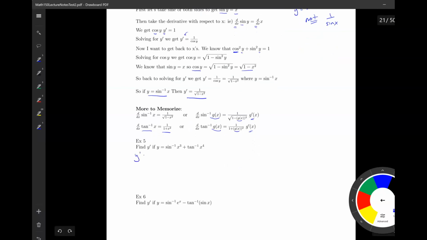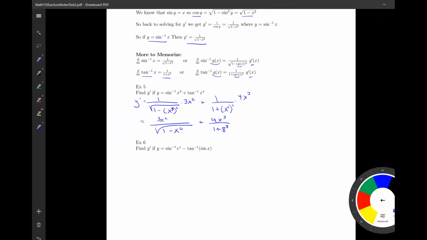So let's go play. The derivative of arcsine will be 1 over the square root of 1 minus the angle squared times the derivative of the angle I carried along, which would be 3x squared, plus the derivative of arctangent, 1 over 1 plus the angle squared times the derivative of the angle, which would be 4x cubed. So let's just make sure we're good with simplifying. You know to multiply those exponents, and then 1 over 1 plus x to the 8th. And then on the top, you would have a 4x cubed.